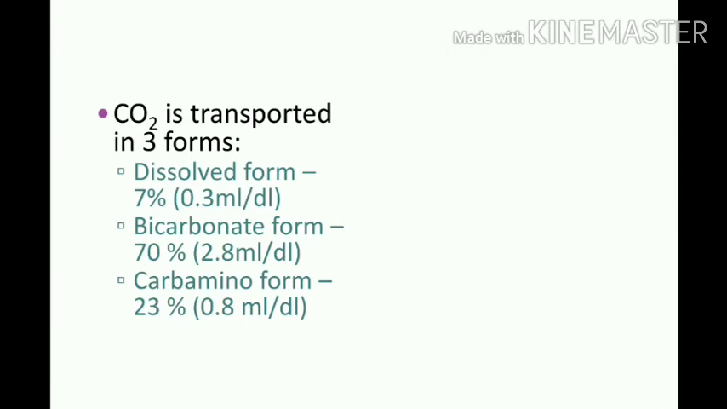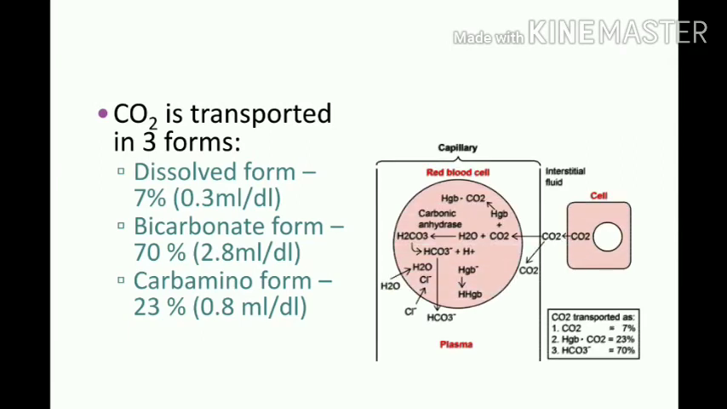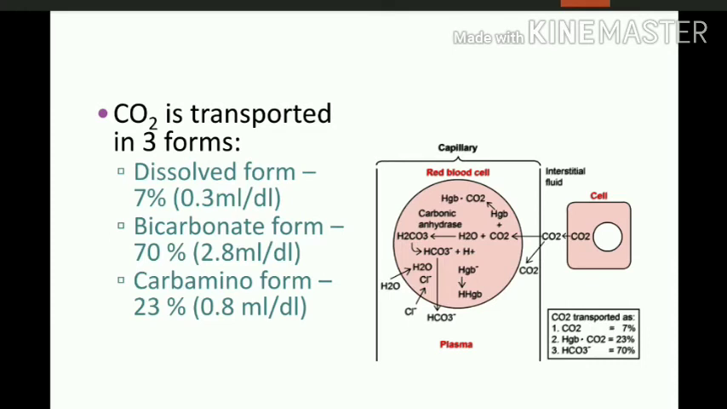Now we discuss carbon dioxide transport. Carbon dioxide is transported in three forms. One is the dissolved form, which is 7% of the total transport. As we have discussed, the total transport is 4 ml per 100 ml of blood. So from 4 ml, about 7% is in the dissolved form. 7% of the 4 ml is equal to 0.3 ml per 100 ml.